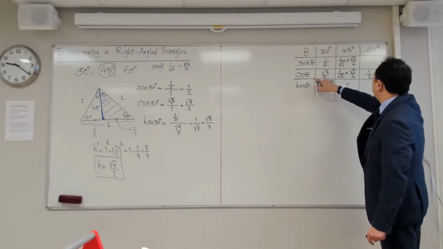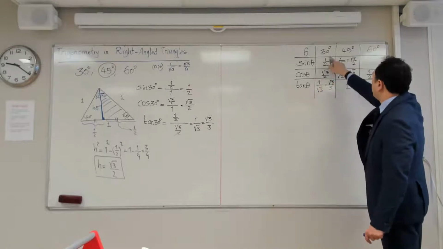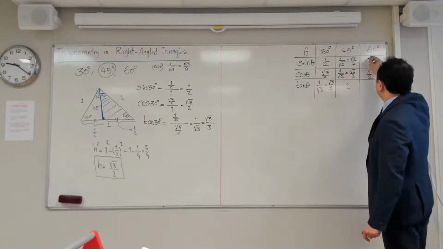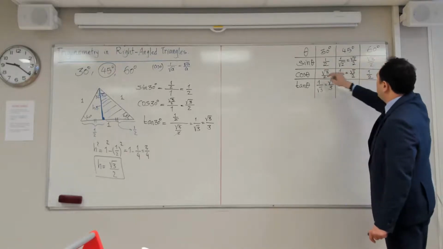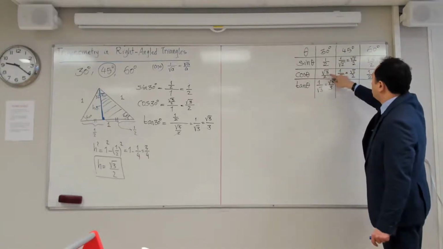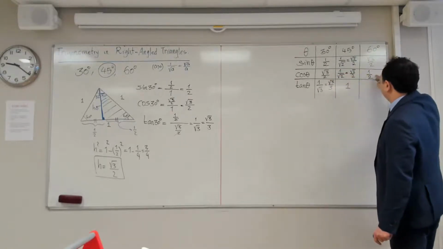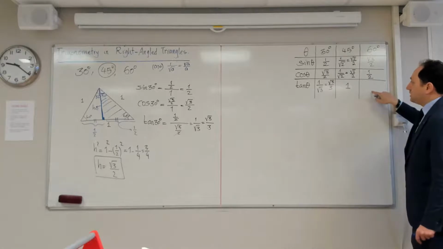And if cosine of 30 is the square root of 3 over 2, sine of 60 is also the same number. But what can I write about tangent of that angle?